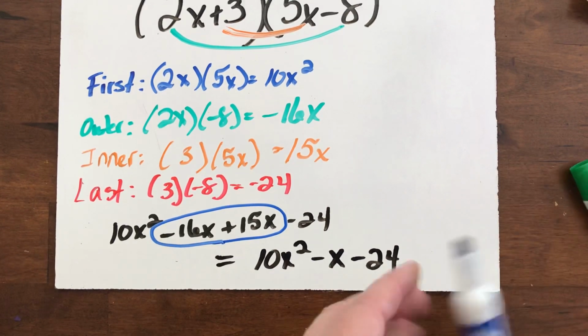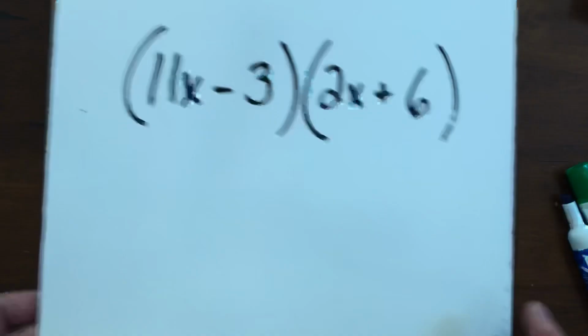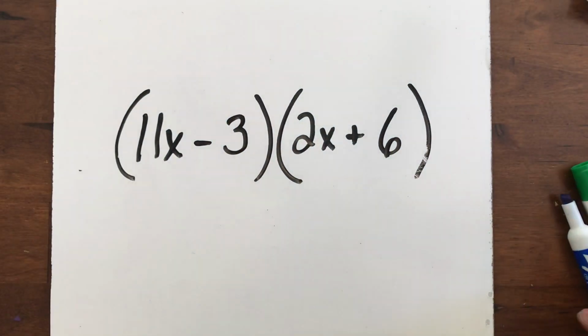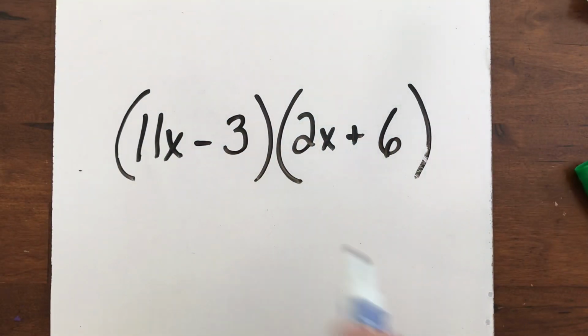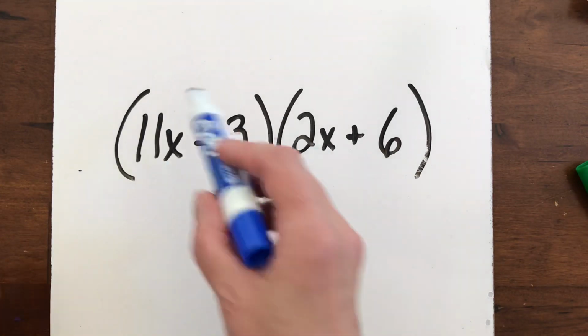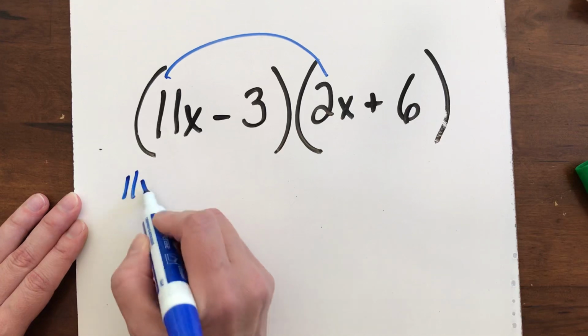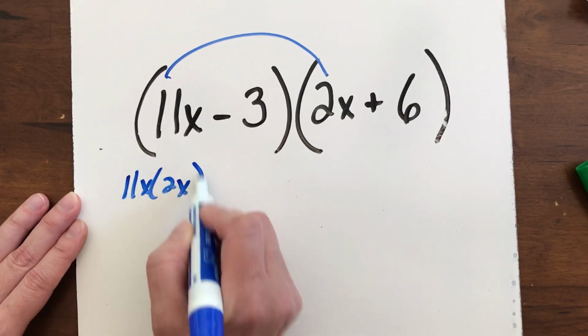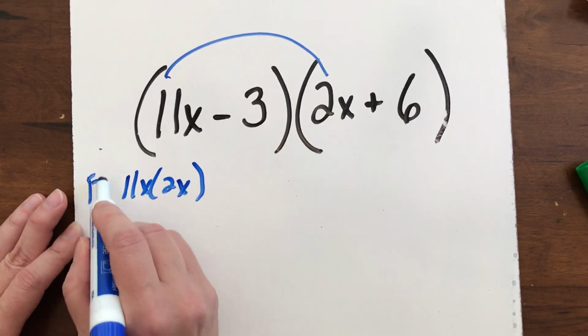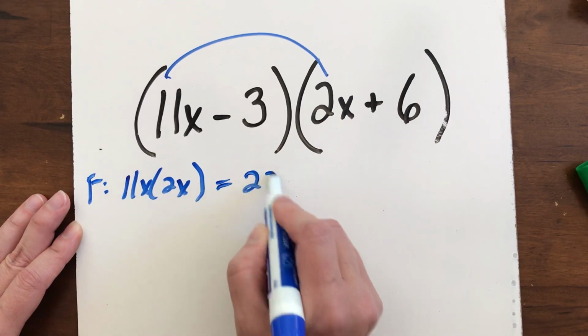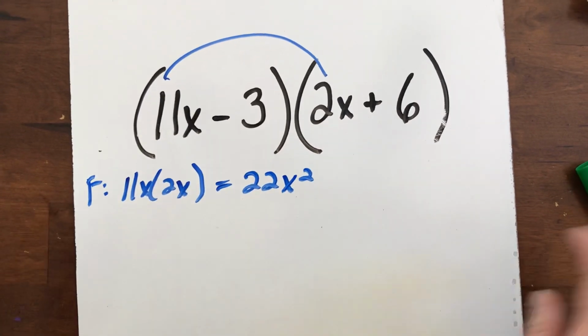Okay? All right, so let's look at another one. And I will try to use the same colors. All right, first, 11x is first, 2x is first. So you're going to multiply 11x. I'm going to do the long way on this one, and then I'll do the short way on the next one. 11x times 2x, and I'm going to get 22x squared.